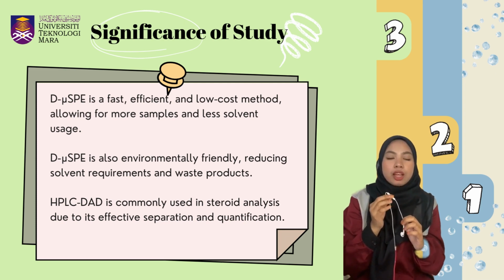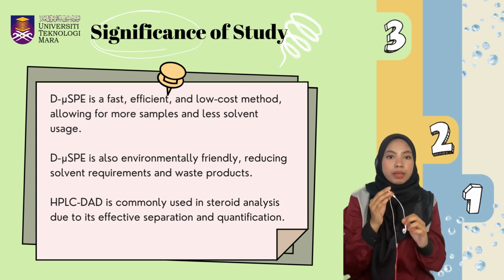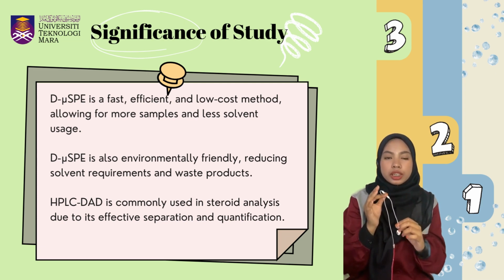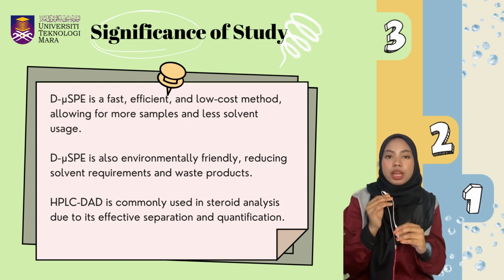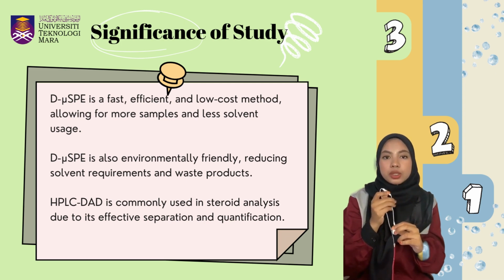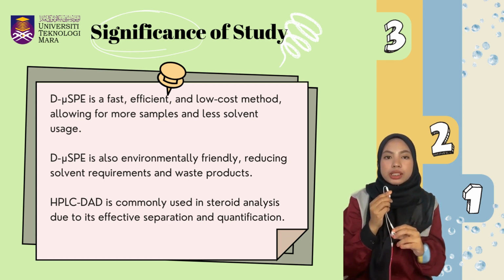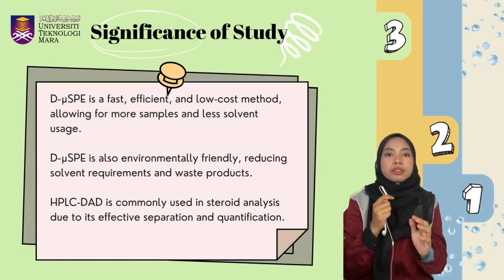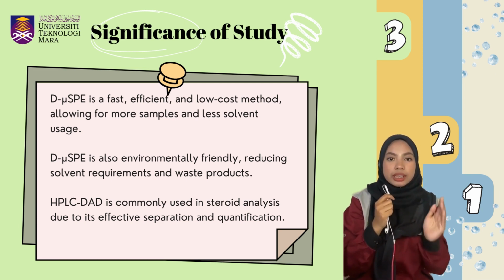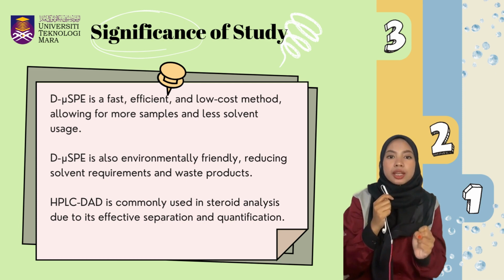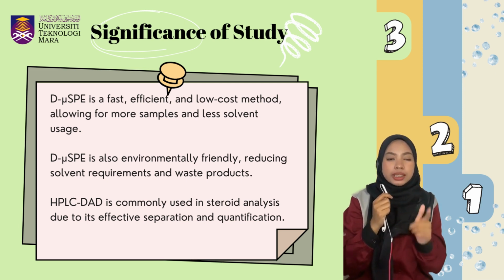The significance of this study is that D-µSPE enables more samples to be examined at once and is also a relatively fast technique. Furthermore, it is a green method because it uses less solvent, which can lead to the reduction of waste product. HPLC is usually used in steroid hormone analysis because it is an effective separation and quantification method. Thus, this method meets all the desired requirements for a rapid, sensitive, and reproducible detection of hydrocortisone in water sample.